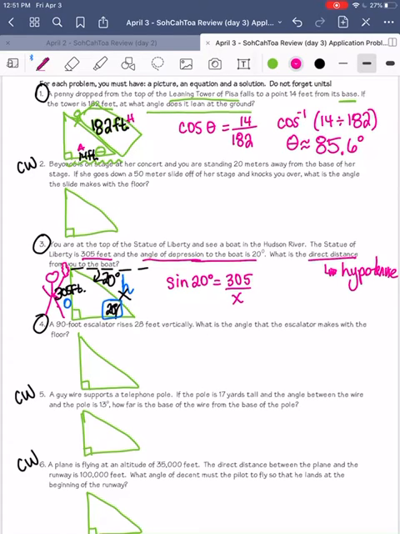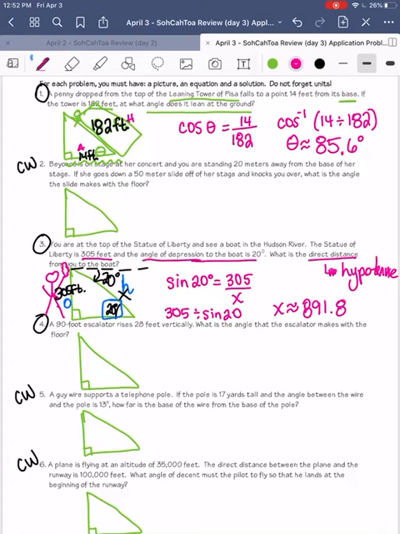And so now you need to ask yourself, is this multiply or divide? Well, this is divide. So you're going to do 305 divided by sine 20. And that'll give you what x is approximately. So 305 divided by sine 20 is 891.8, because it was 7/6, so the 6 makes the 7.